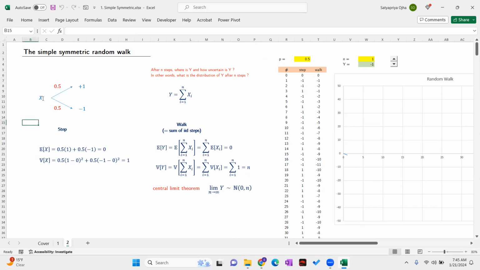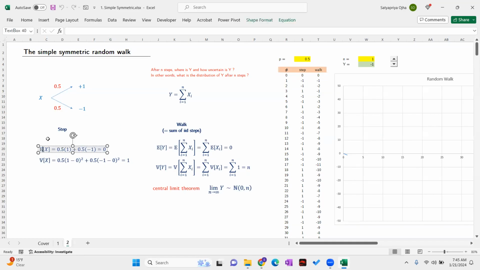Consider a variable x, which only takes two values, +1 and -1, with equal probabilities. That's why it is called symmetric: equal probabilities, +1 or -1. Now, this is a step. If you take one step, it can be either +1 or -1 with equal probabilities. That's the step.